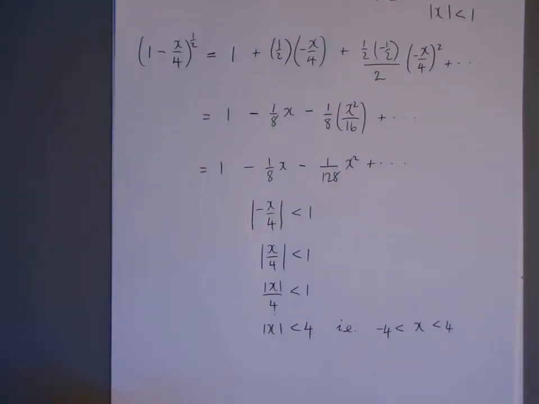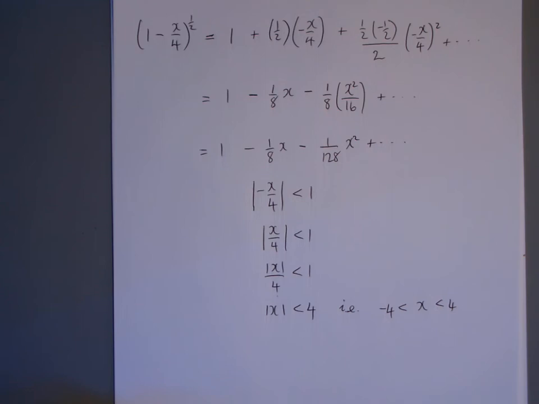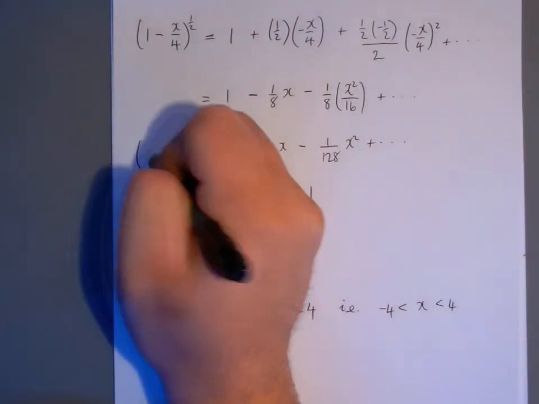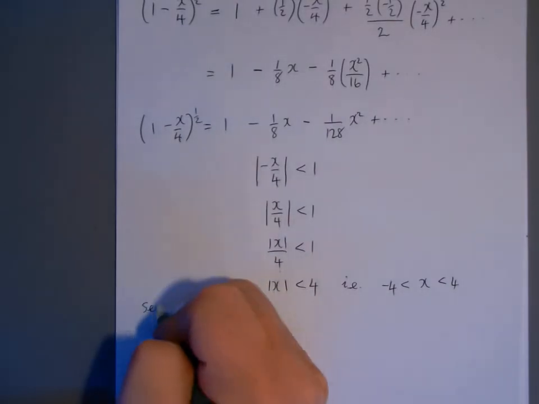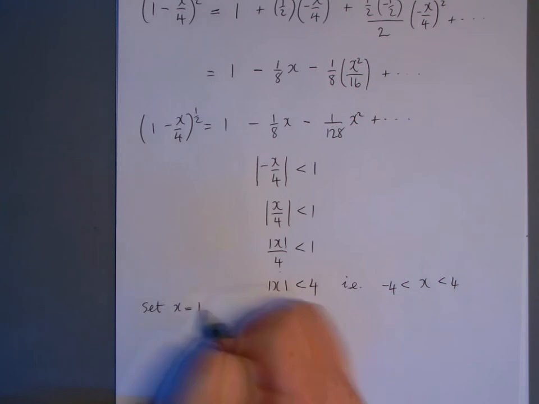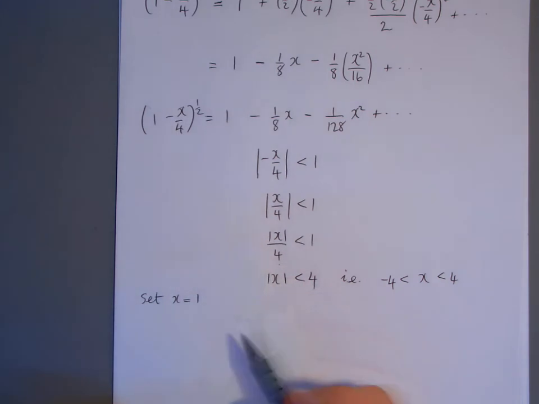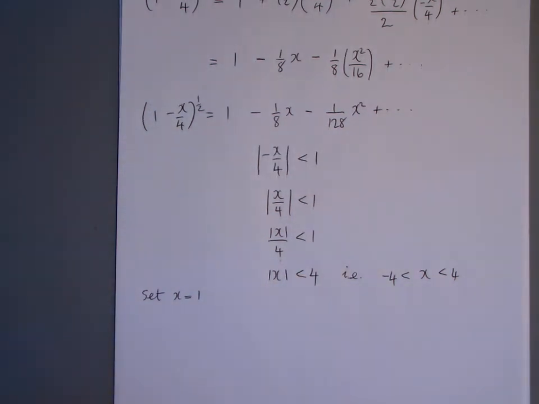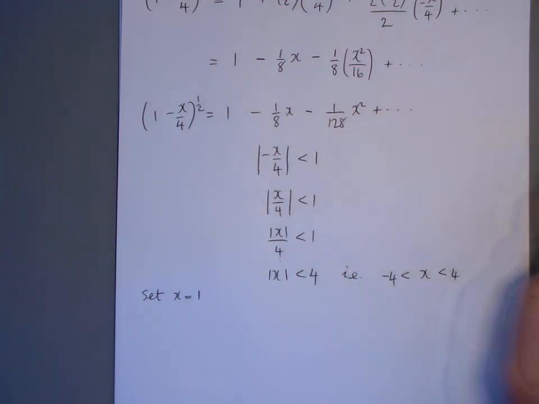So then we go on, it says, hence by writing x equals 1 in your expansion, show that square root of 3 is 111 over 64. So what we need to do here, we've got our expansion, we need to set x to equal 1. We've got to put x equals 1 into both sides. And remember, this is only an approximate answer. You'll notice in the question there's a little squiggly equals to say approximately, because essentially we've only gone up to x squared, haven't we? This goes on forever.